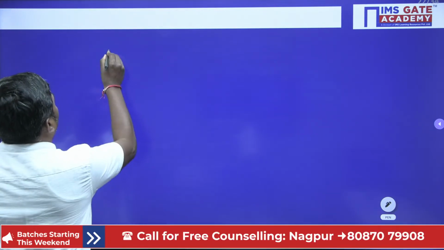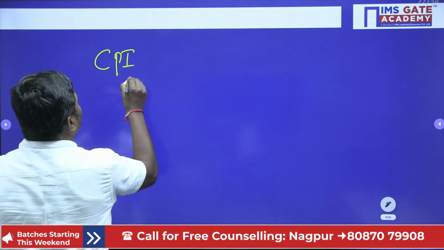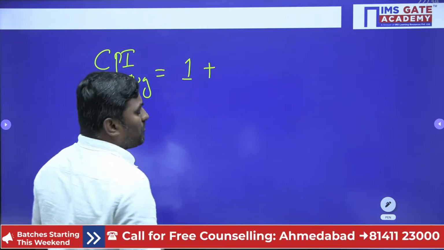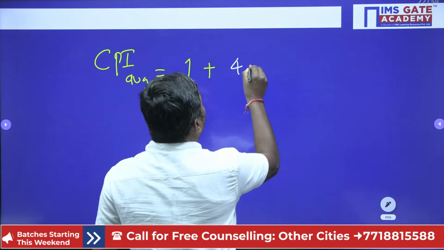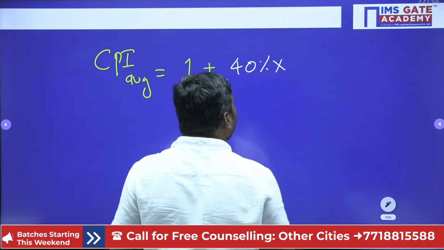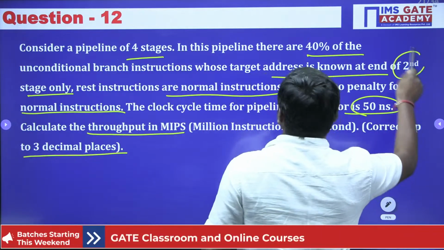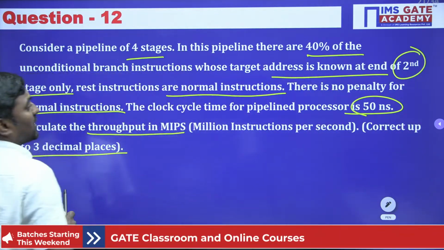First of all, get the average clock per instruction. As we know, a normal instruction will take only 1. But there are 40% unconditional branch instructions, which incur how many stalls? How do we understand this, sir? The second stage is the address generator only. At the end of the second stage we will get the address.